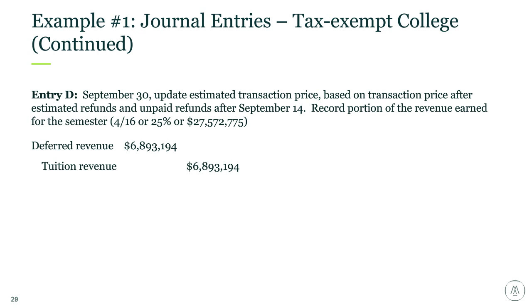They recognize a portion of the new transaction price based on how much of the performance obligation has been met. At this point, 4 weeks of the semester have passed, and there are 16 weeks in the semester. Therefore, 4/16, or 25% of the transaction price, is actually recognized as tuition revenue.